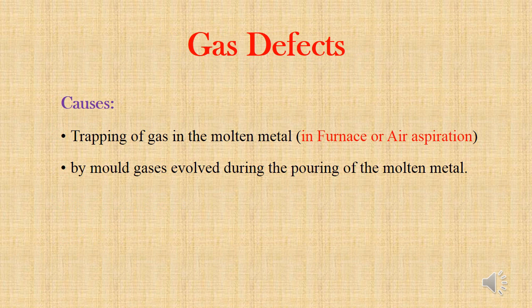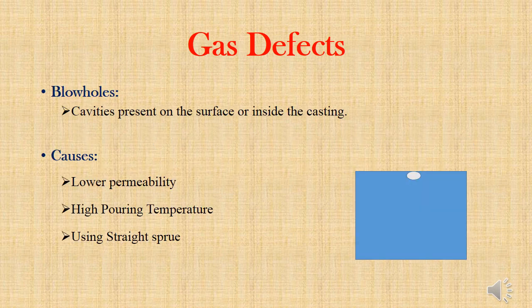The main cause for gas defect is trapping of gas in the molten metal. Trapping of gas may occur in the furnace or when molten metal reacts with oxygen in the air. Another cause is that when molten metal is poured into the mold cavity, molding sand evolves some gases due to high temperature. The mold should be made with proper porosity so that these gases will evolve out of the mold easily. The first gas defect is blowholes.